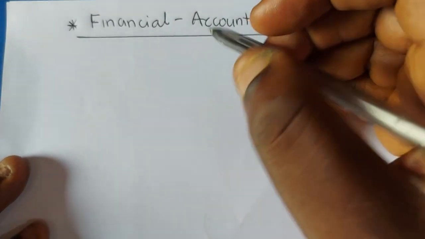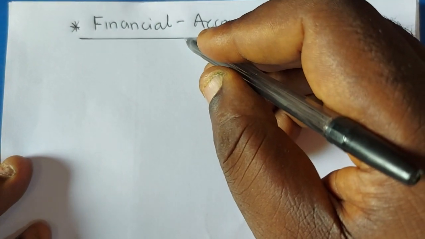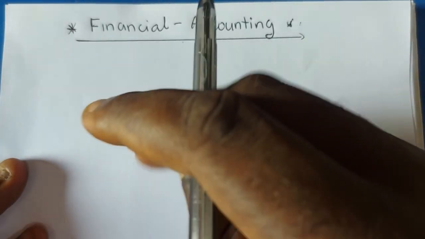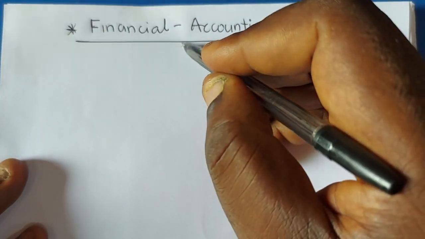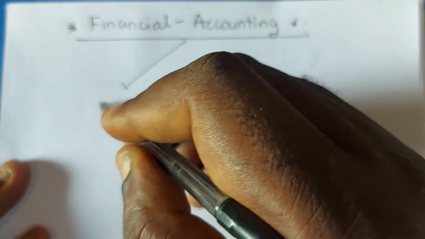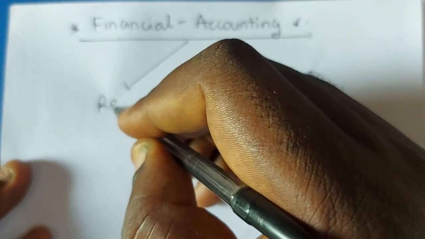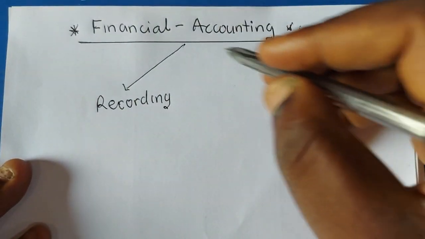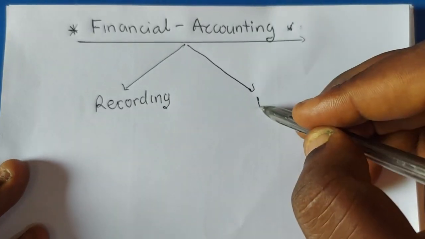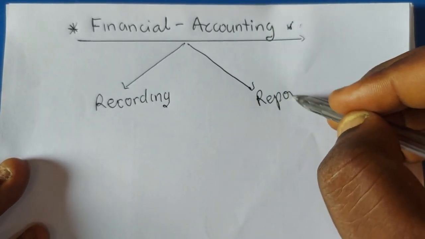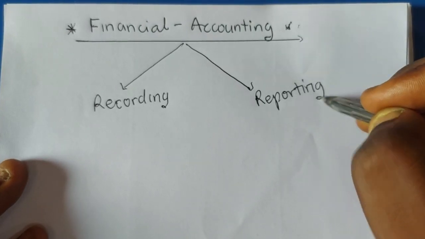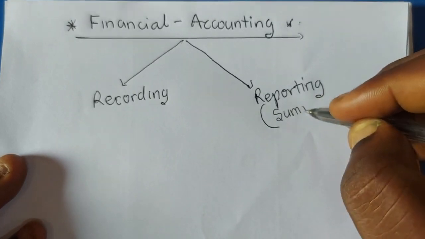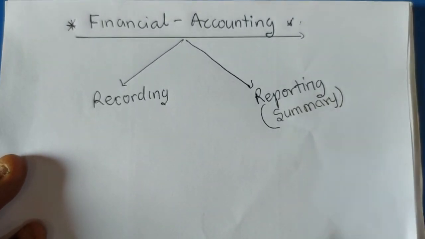In brief, financial accounting can be divided into two aspects. Before I give you the definition, it can be divided into two aspects. Number one, we have the recording aspect. Then number two, we have the reporting aspect. Sometimes I call this reporting aspect the summary.